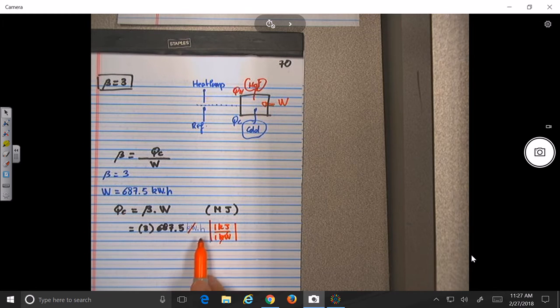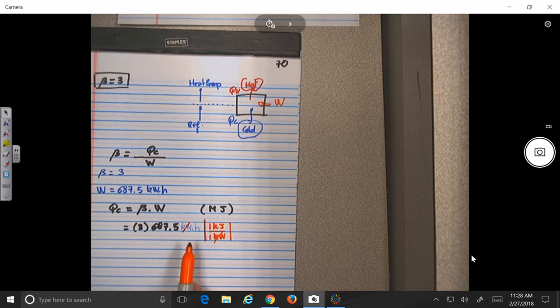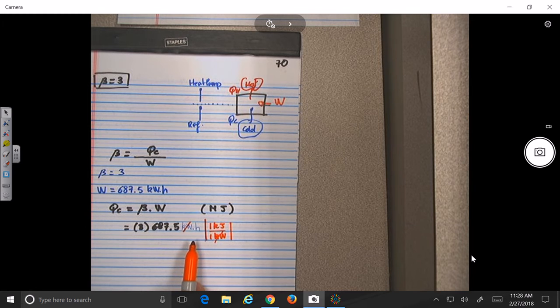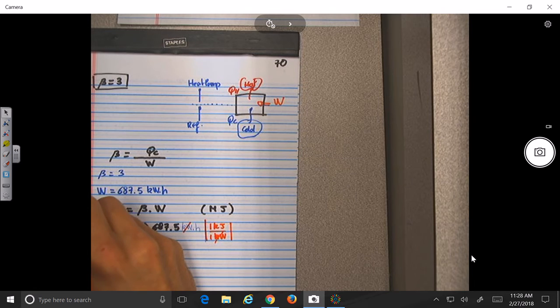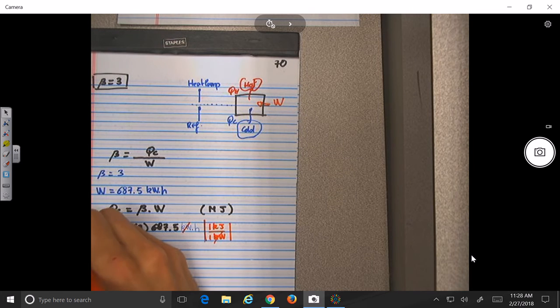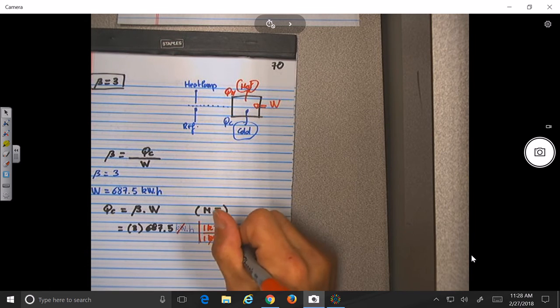Now we want this in megajoules. So what do we need to do now? Eliminate the kilowatt hours. Wait, what do we do here? No, 1 joule. No, it's the other way around. 1 watt is 1 joule per second. Okay? So that means that 1 kilowatt will be 1 kilojoule per second. Yeah. So now, sorry for that.